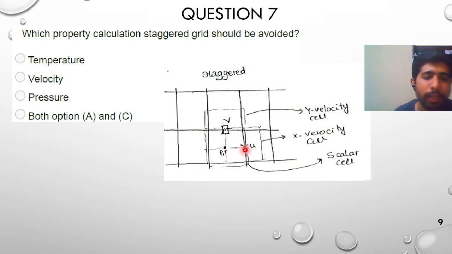Only the velocity we store at the face of the control volume. Like this x velocity, we store at this vertical center line, so as to avoid pressure velocity decoupling. But usually pressure and temperature, which are scalar values, we store at the centroid only. So we do not use staggered grid for pressure and temperature. So actually both A and C should be correct, not only C. So D is the correct answer, that is both option A and C.